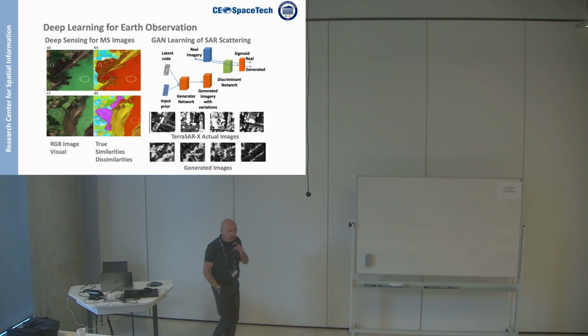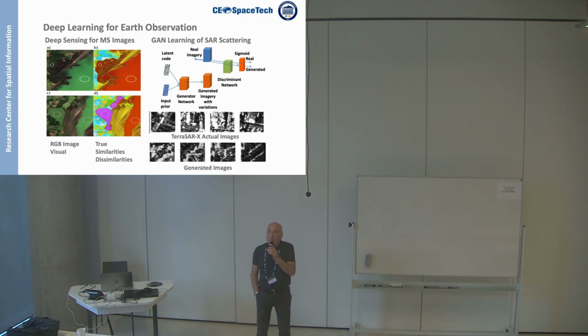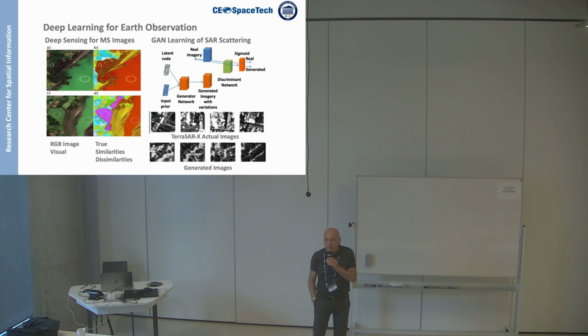Based on this observation, another example, this time from optical on the left side, is Sentinel-2 data. Sentinel-2 data have 13 spectral bands. Visual perception is limited to 3 bands, RGB. And in the upper image, on the left, there are circles marking 3 areas which visually are different. On the bottom, there are 3 areas which visually are identical, similar.